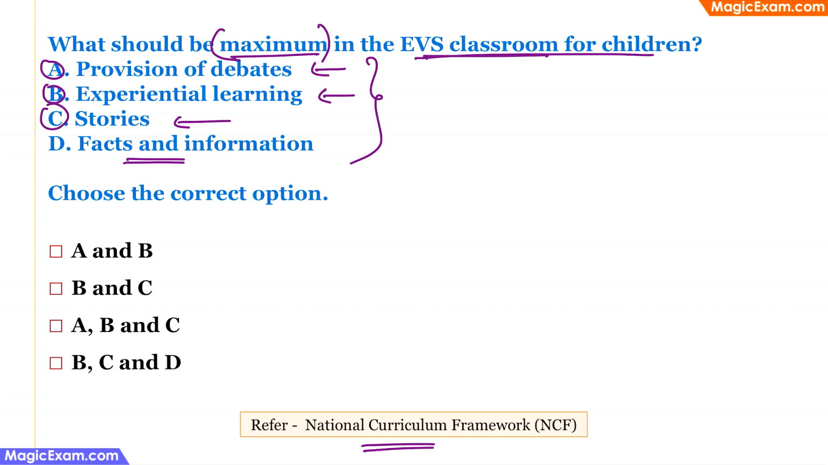And facts and information, that is just descriptions or definitions, should be minimized. Therefore, A, B and C is the correct answer. Therefore, option 3, that is A, B and C, will be the correct answer here.